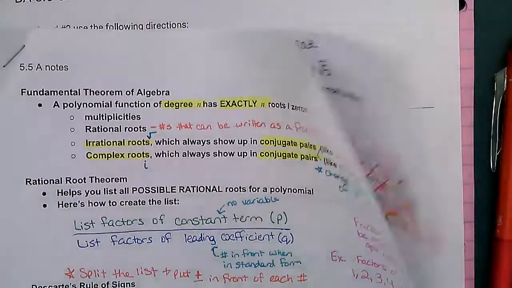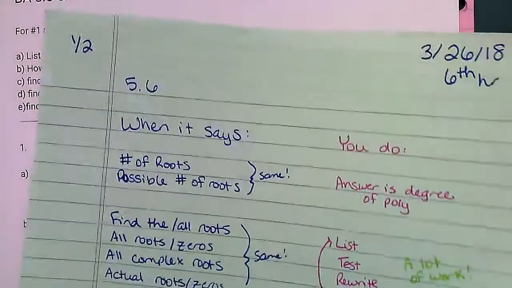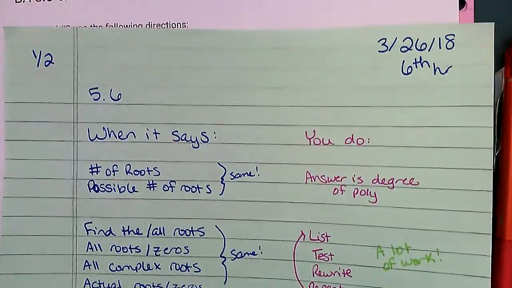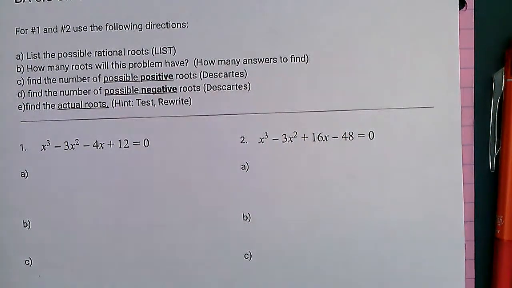5.5a is this really big, long note packet. It has like 3 pages all stapled together. And then 5.6 was on your own paper. So grab those two. Maybe pause it, take some time to make sure you have those, because I'm going to refer back to them quite often in this video.